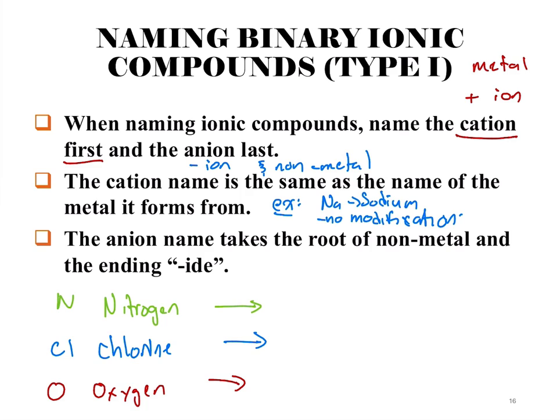Right, so what do you guys think? Well, first of all, what's going to be the charge on nitrogen? What's the oxidation state of nitrogen? -3, right? Because it's 3 electrons away from becoming a noble gas. So it's going to be N3 minus. And what do you guys think the name becomes? Nitride. Right, so we replace the ending with ide, becomes nitride.